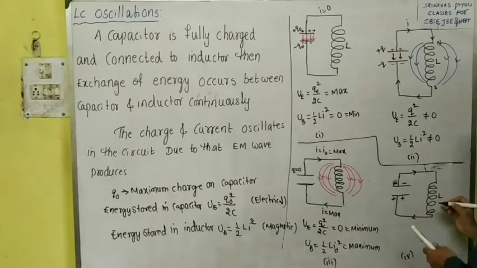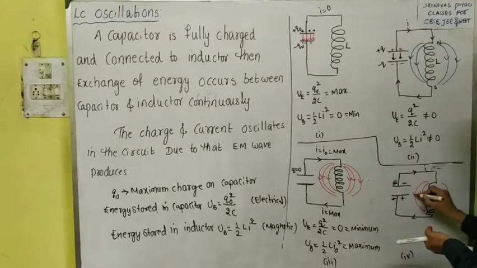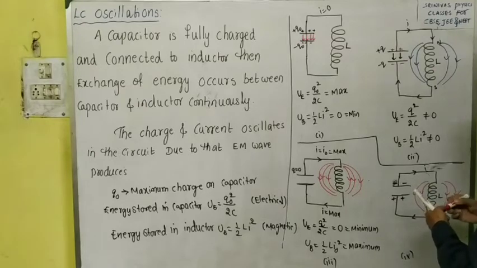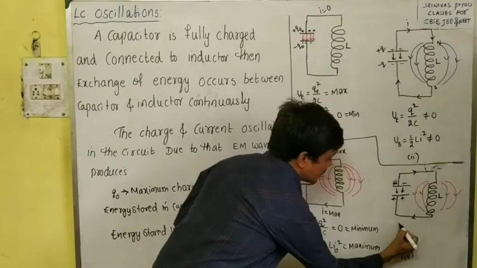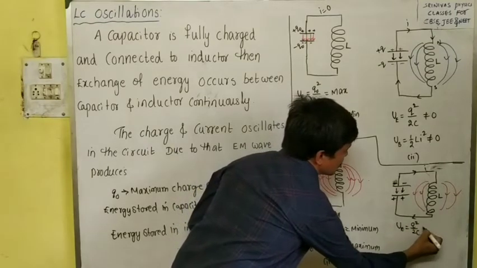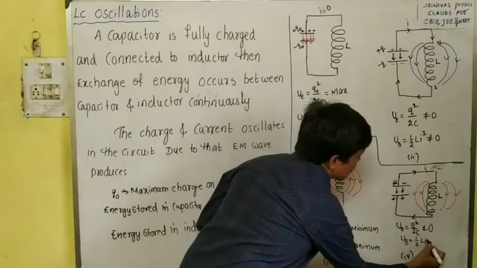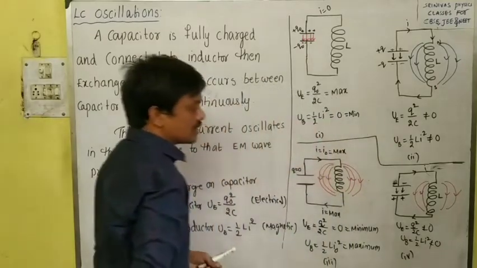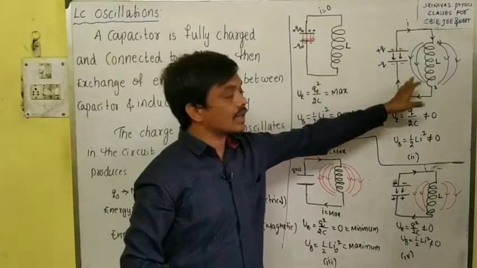Now what is happening: the energy stored in the inductor decreases, and the energy stored in the capacitor increases. The energy stored in the capacitor is Q squared by 2C, and this is not equal to 0. The energy stored in the magnetic field is also not equal to 0. This is the fourth case. What is happening here? Energy is exchanging between the capacitor and inductor.